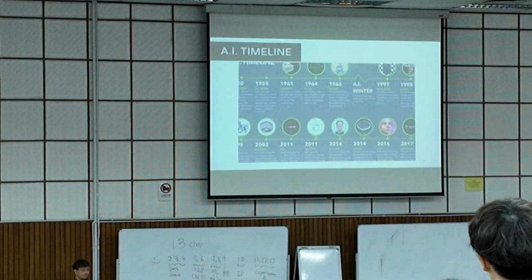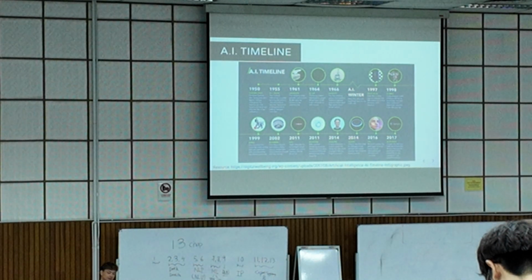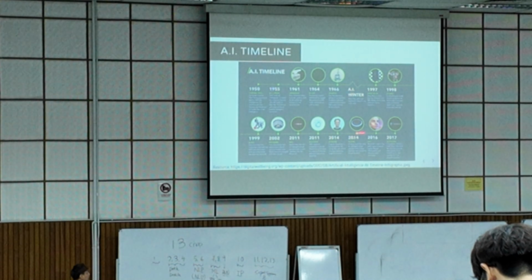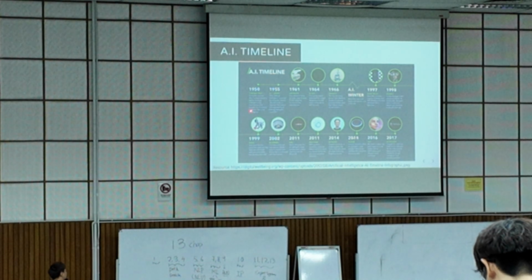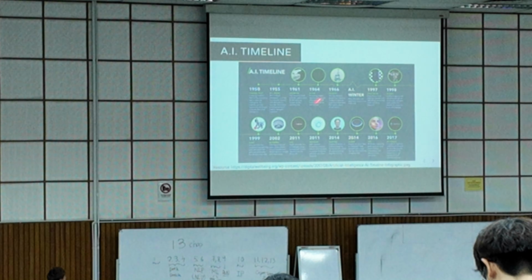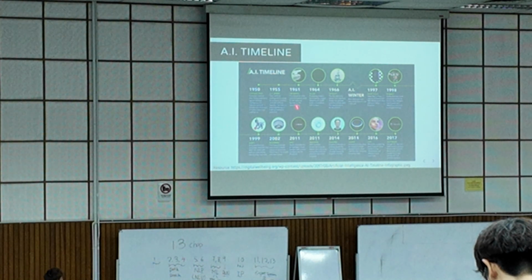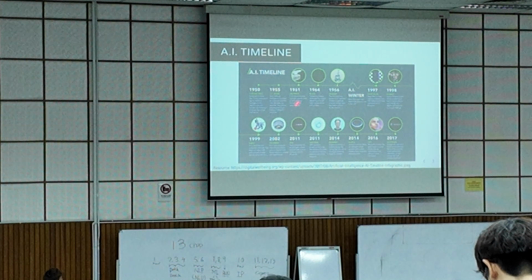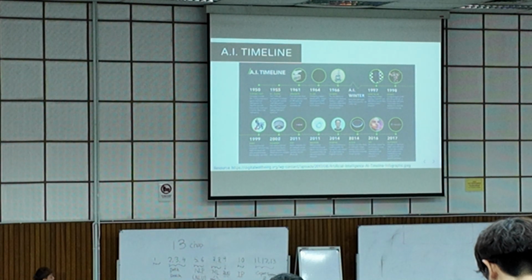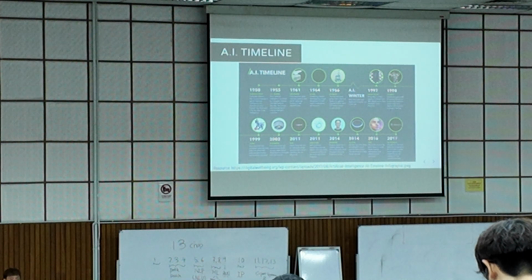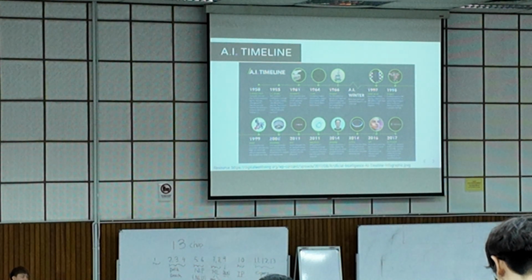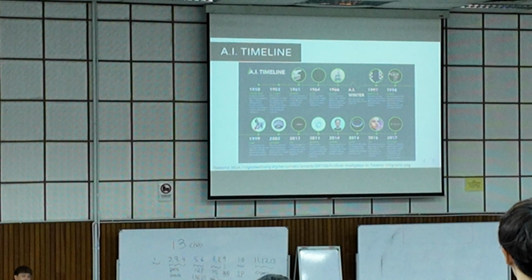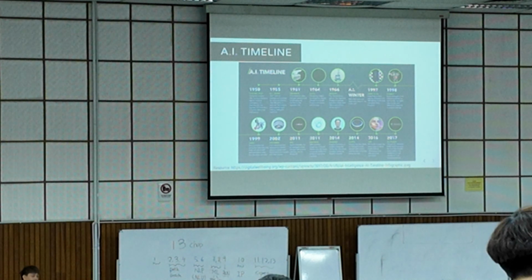Okay, this is the AI timeline from 1950 until 2017. Back in the 1950s and 60s, we had a lot of so-called industrial robots and expert systems. These applications are actually built using rule-based methods. So what does rule-based mean? Rule-based means that we provide the rules. If A, then B. If C, then D.